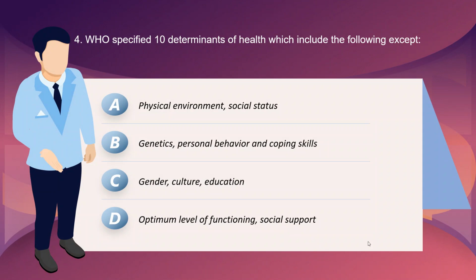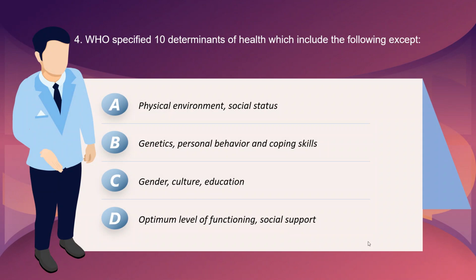Of course, we know that the World Health Organization actually has a list of determinants that determines the health of the individual, and that includes income, and at the same time, social status. We also have education, physical environment, employment, social support networks, genetics, personal behavior, and at the same time coping skills. We have health services, gender, and culture.